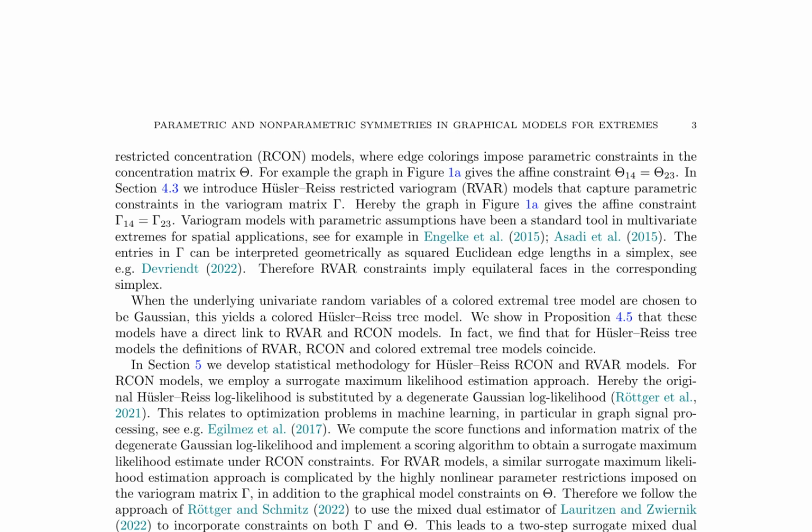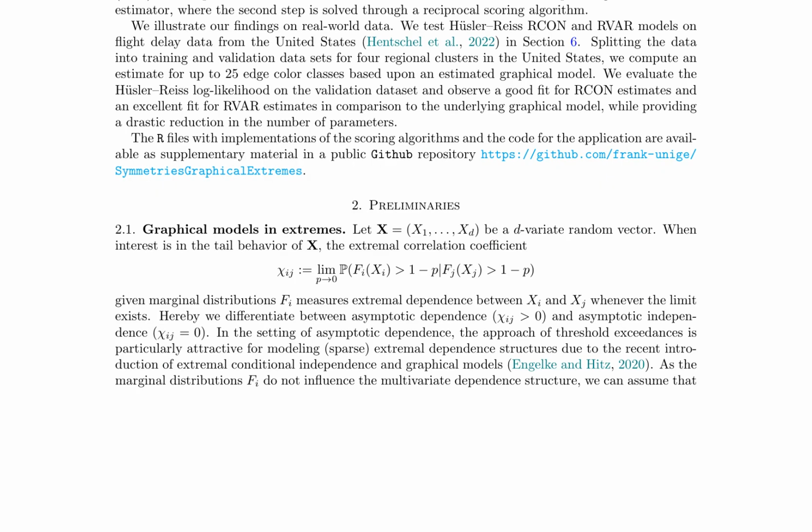The paper develops a surrogate maximum likelihood estimation approach for Hüsler Reiss ArCon models, employing a degenerate Gaussian log likelihood. This relates to optimization problems in machine learning, particularly in graph signal processing. The score functions and information matrix of the degenerate Gaussian log likelihood are computed, and a scoring algorithm is implemented to obtain a surrogate maximum likelihood estimate under ArCon constraints. For RVAR models, a two-step surrogate mixed dual estimator is used, incorporating constraints on both gamma and theta, which leads to a reciprocal scoring algorithm.